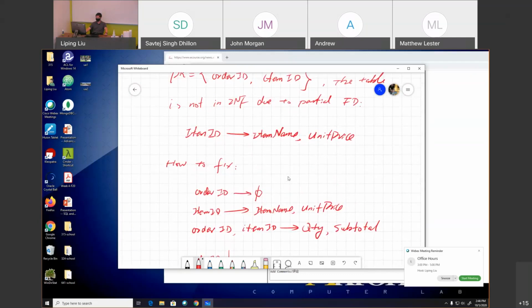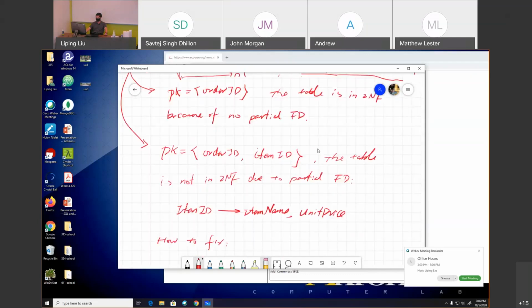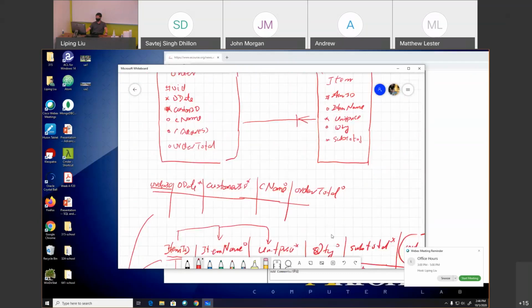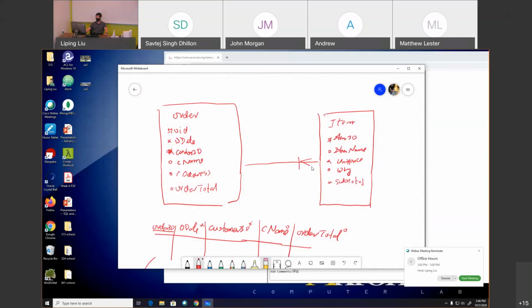Question? Which one? In the diagram? No, this item is a weak entity. Item is a weak entity for orders. Okay.